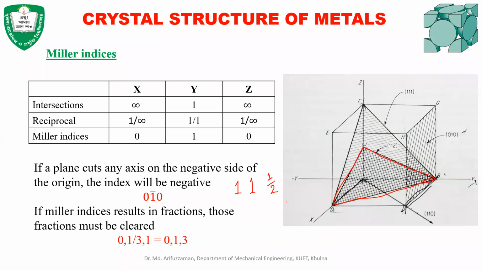And how do you find the Miller indices? You do the reciprocal: 1 divided by 1, 1 divided by 1, and then 1 divided by half, which is 2. So finally it will be 1, 1, and 2. The Miller indices of this plane will be 1, 1, and 2. And that's how you can consider any orientation you want, and then define that plane with the Miller indices.